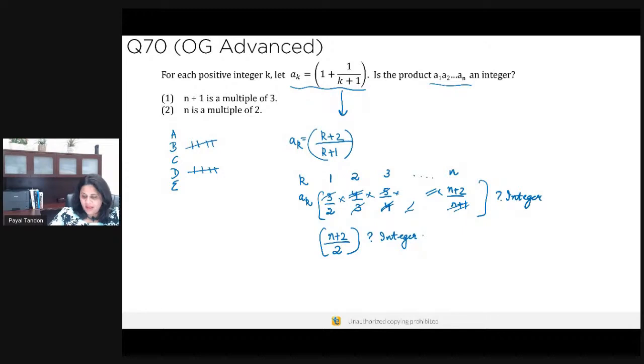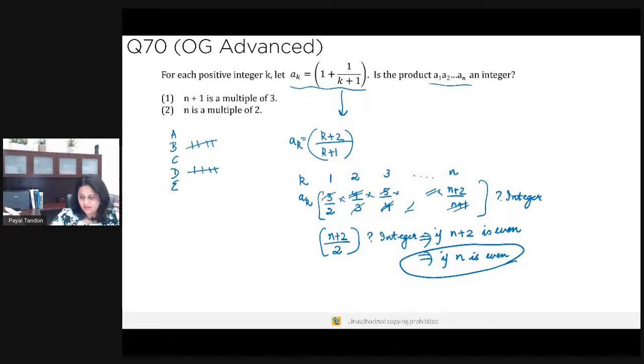Okay. Now, when would this be an integer? N plus 2 divided by 2 is an integer if n plus 2 is an even number. When is n plus 2 an even number? If n is even. So essentially, this is what I'm taking with me as a question that I have to answer from the information given to me in statement 1 and statement 2, independently.